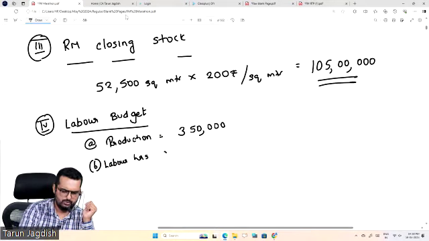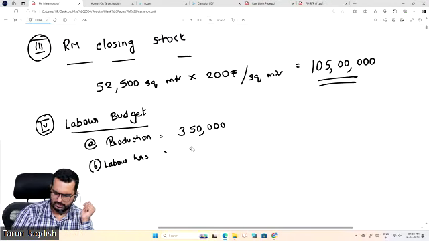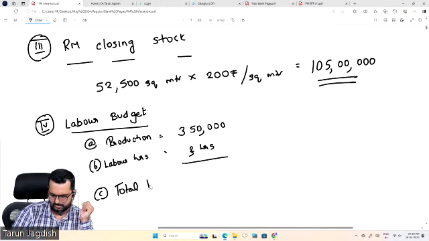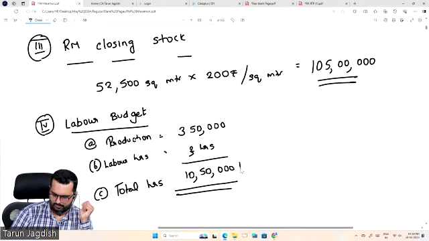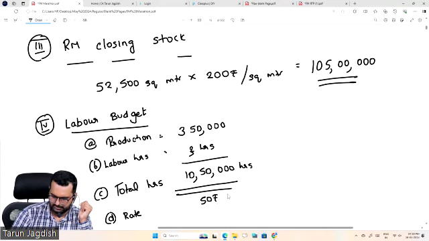What is the labor hours per unit they have told over here? 3 or 2? You're right. Or 2 is for machine hour, is it? Okay. So that will be 3 hours. So what is the total hours that you get over here? 10 lakh 50,000 hours. Am I right? And what is the rate they have told over here? Rate is 50 rupees per hour.